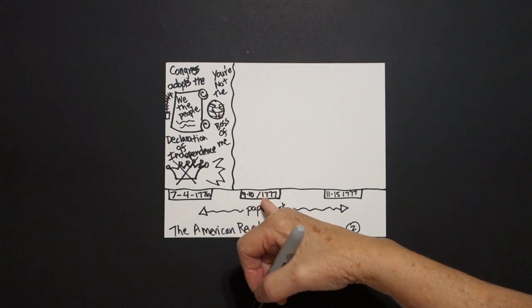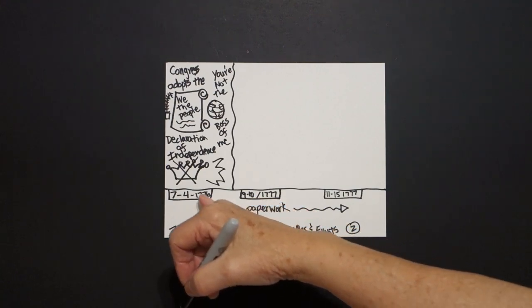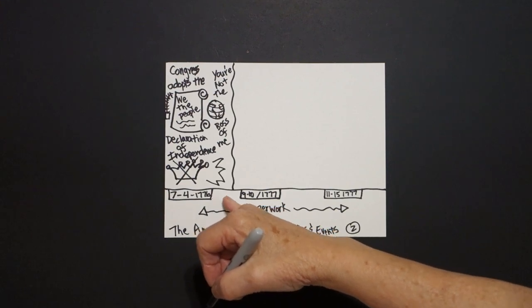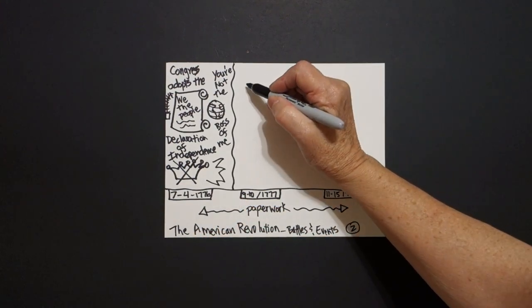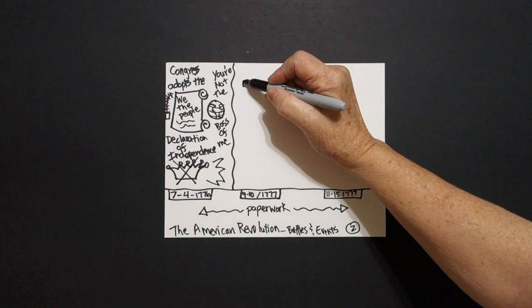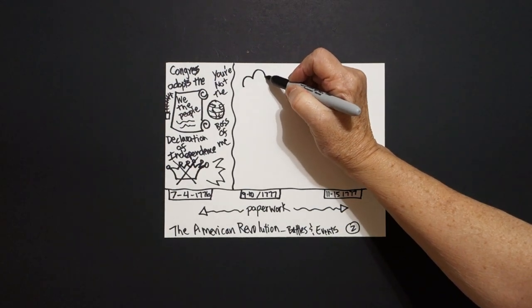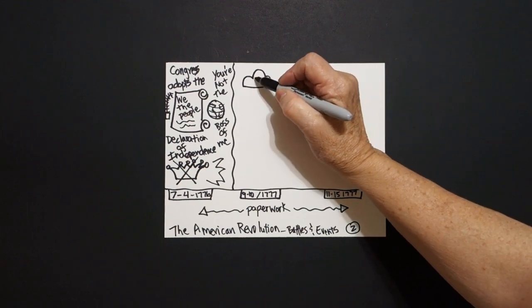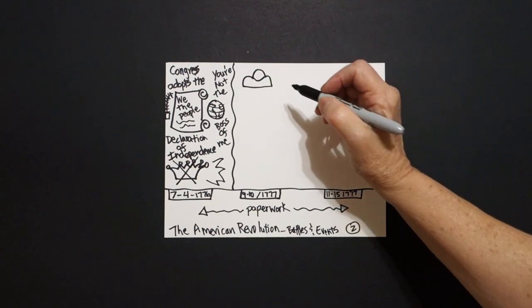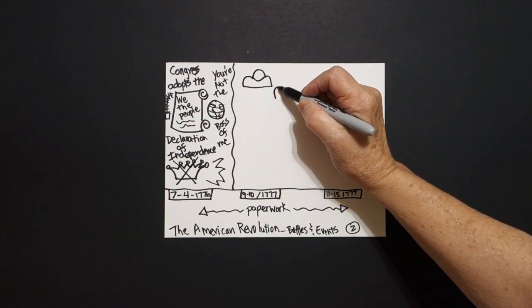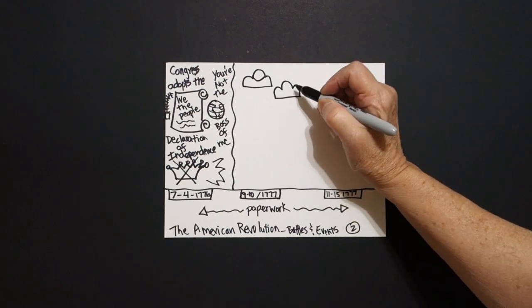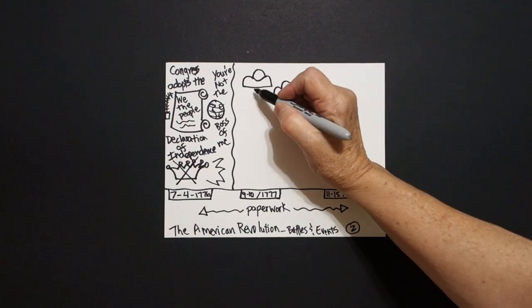September, October, 1777, ongoing from July 4th, 1776. It's not quiet. There is, put a dot, curve line, curve line, curve line, straight line across, curve line in. Let's do it again. Curve line, curve line, curve line, straight line across, curve line in.